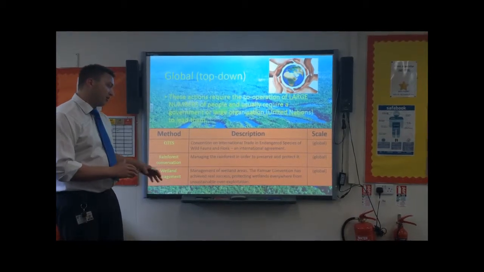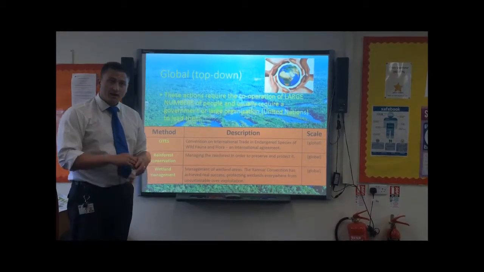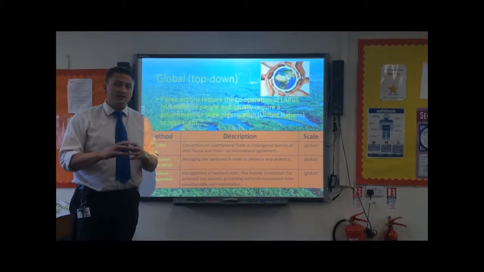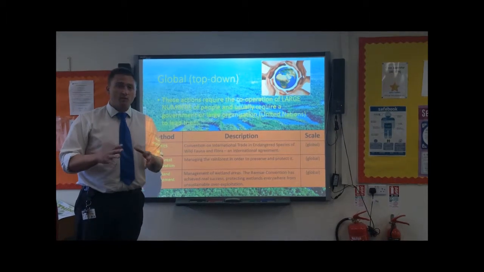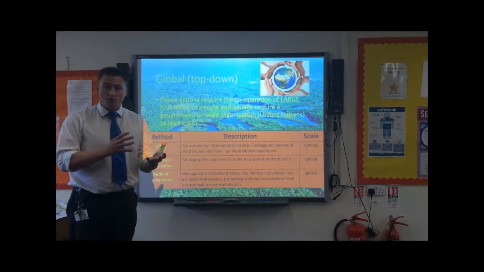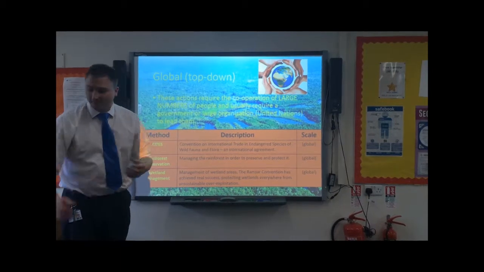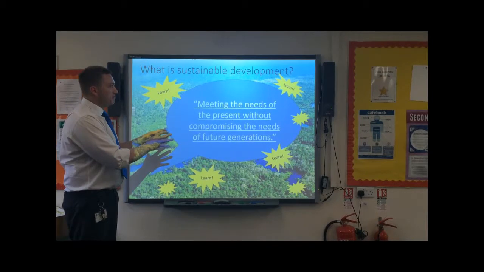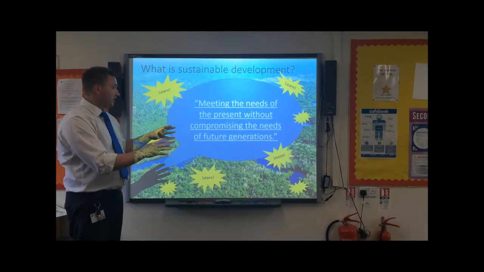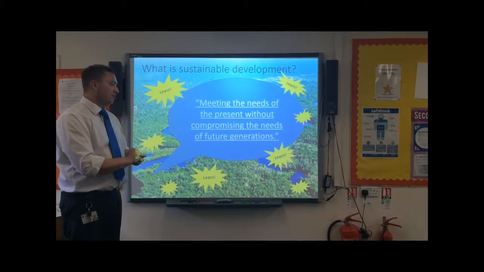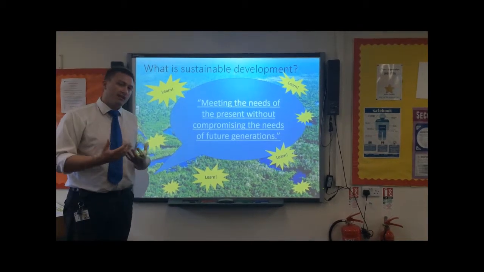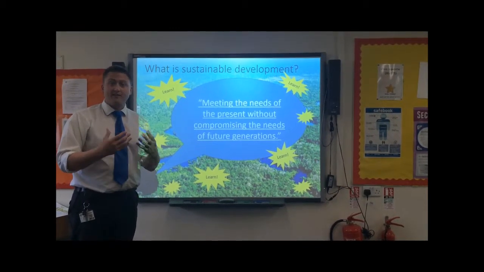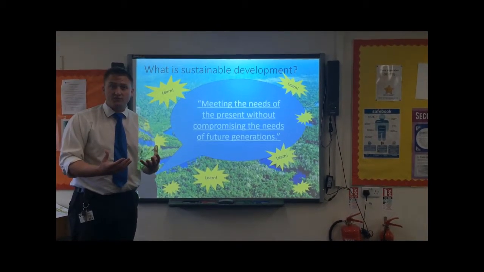And then you've got the Ramsar wetland management, okay, and this is also present here. We have salt marshes and wetlands around the UK which are protected by this international treaty to stop wetlands from being overused or being contaminated. Okay, so you've got to be thinking about what sustainable development is in terms of these case studies. So meeting the needs of the present without compromising the needs of future generations, and that's why these management strategies are in place, to ensure that the area is protected and is maintained for future generations.